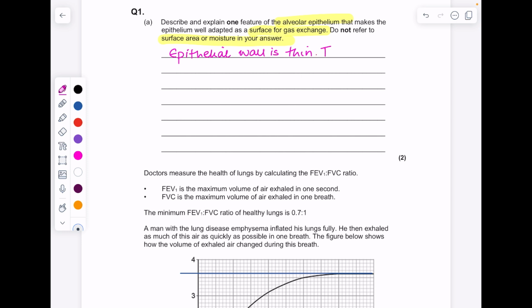This reduces the diffusion distance of carbon dioxide and oxygen.